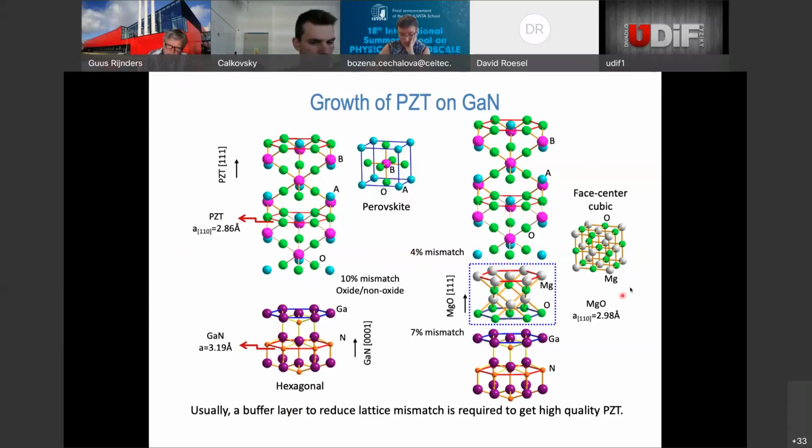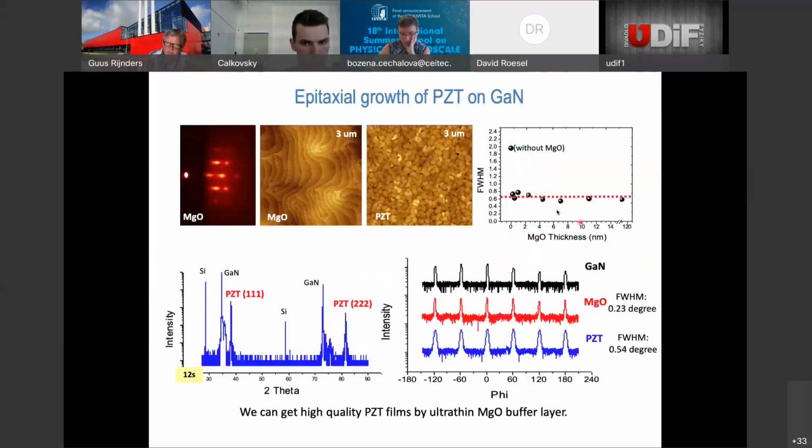So you need to, again, do something on buffering, first of all, to avoid chemical reactions, but also to get the right stoichiometry. And in this case, we used magnesium oxide also in the 111 direction. And although the mismatches are very large, you can clearly get this epitaxial relation in real films. This is what we did.